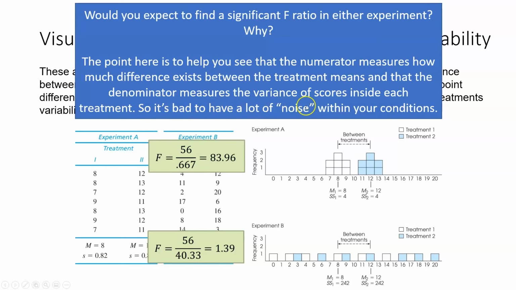So it's bad to have a lot of noise within your conditions, because when you pit against each other the treatment difference and the random error differences, you will get a very large score if the differences are far apart, and a very small score if the differences are not that far apart.